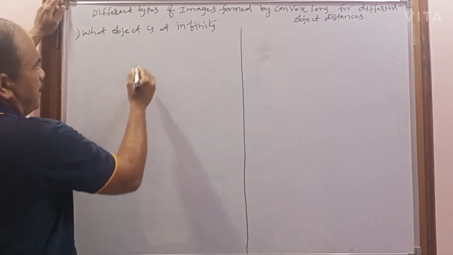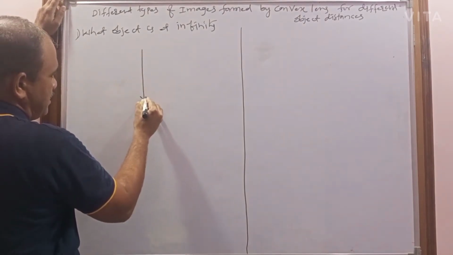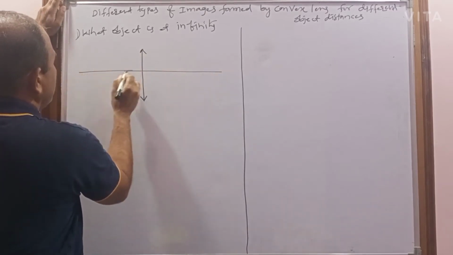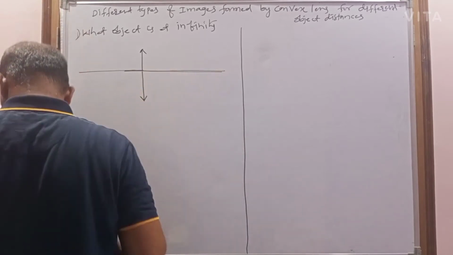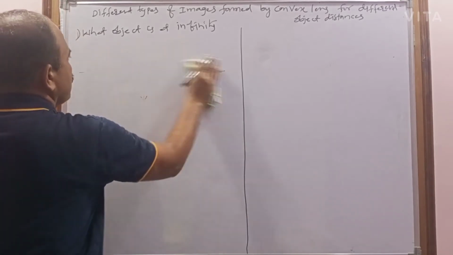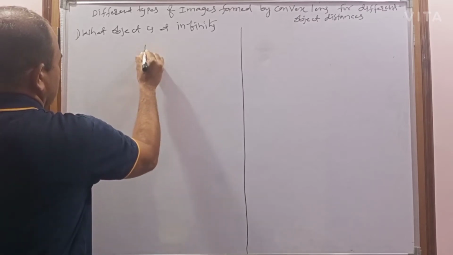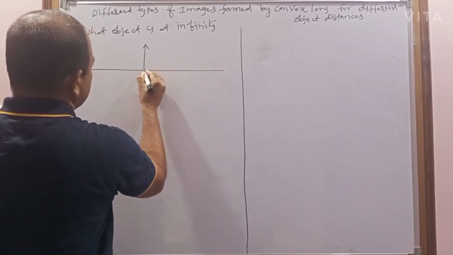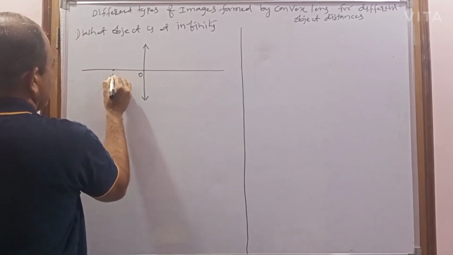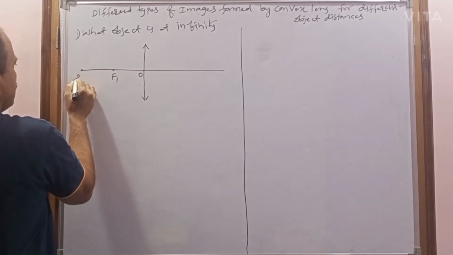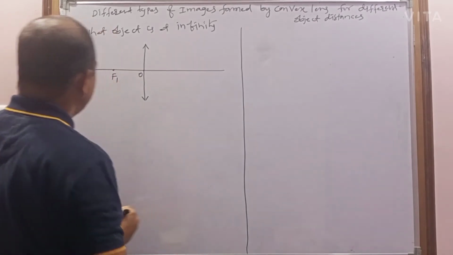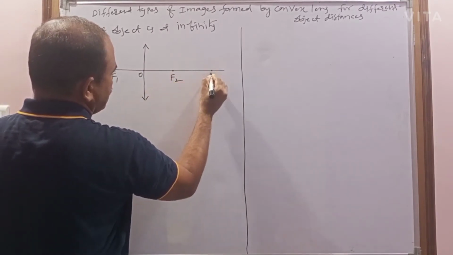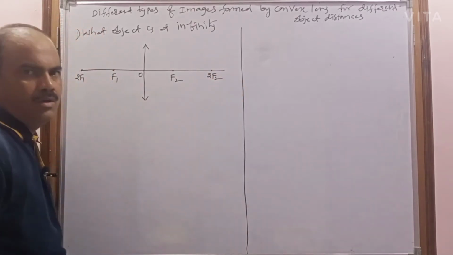First I am taking the case when the incident rays are parallel to the principal axis. Consider this is a convex lens, and this is the principal axis and optic center. This is the first focus, and this is the center of curvature or 2F1. This is the second focus, and this is the second center of curvature or 2F2.